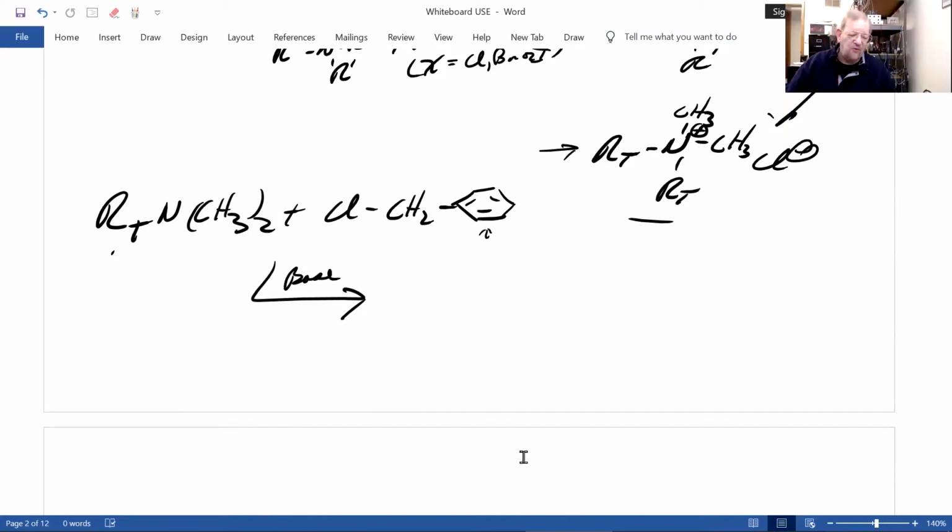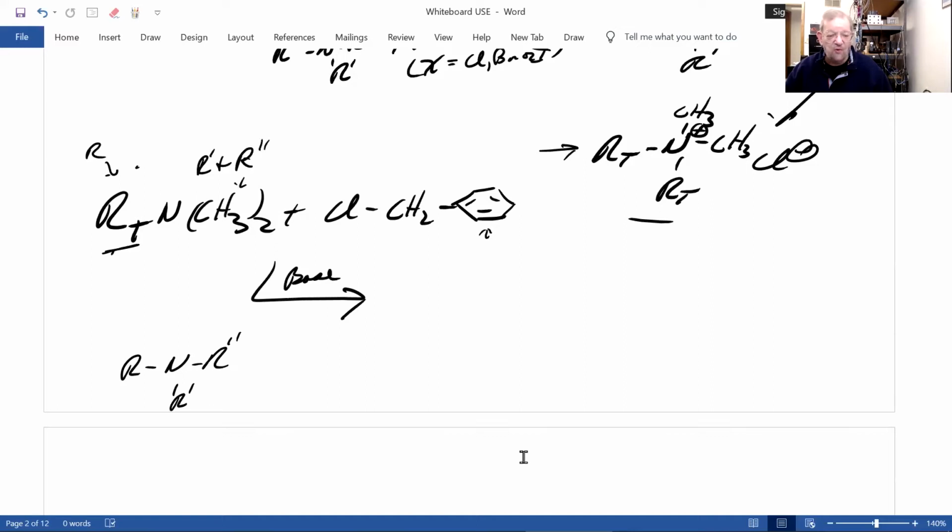All right, what do we have here? Well, R sub T, like I said, is just a long carbon chain of 16 or 18 carbons, and it's abbreviated by R sub T. So it's 1 plus 2 more, that's a tertiary amine. And it doesn't matter which you call R and R prime and R double prime.